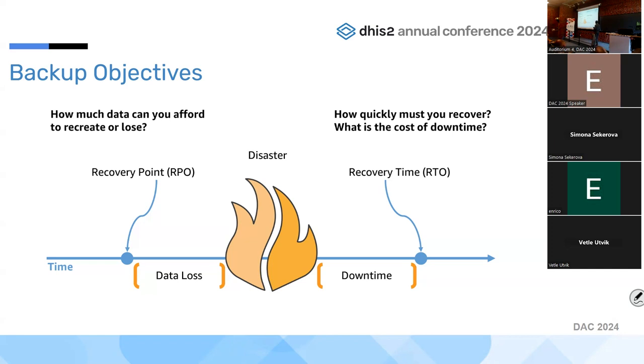And when the disaster happens, you want to get that data to your setup that you are now trying to bring back live. And the time that it takes for you to get that backup file and restore it in a new system is called the recovery time objective, yeah?